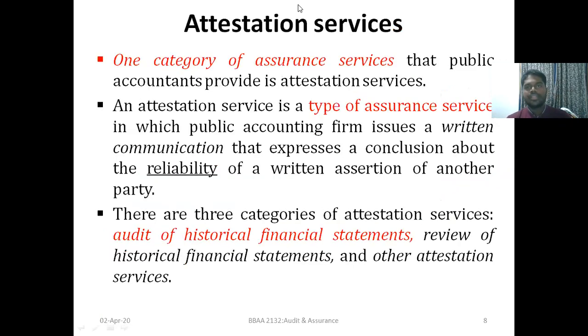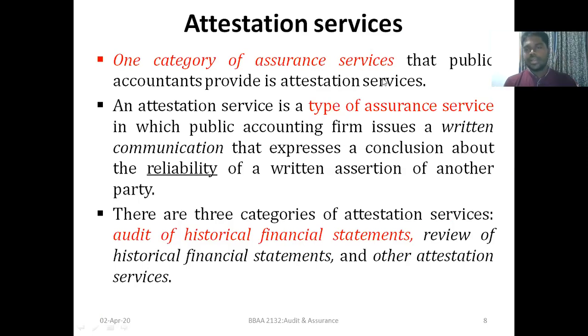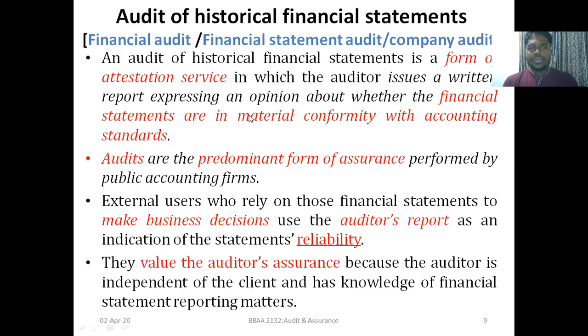Then we discussed attestation services. There are three categories of attestation services: audit of historical financial statements, review of historical financial statements, and other attestation services. Our main consideration in this semester under the course unit Auditing and Assurance is the audit of historical financial statements. This indicates the financial statement audit, or company audit, or statutory audit, or financial audit, or external audit.